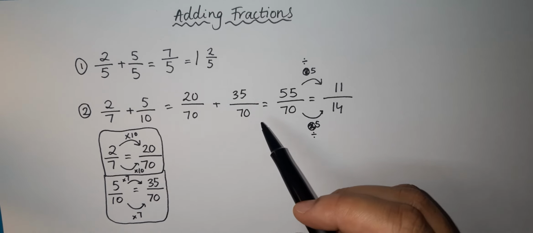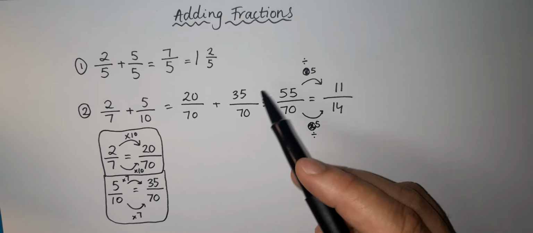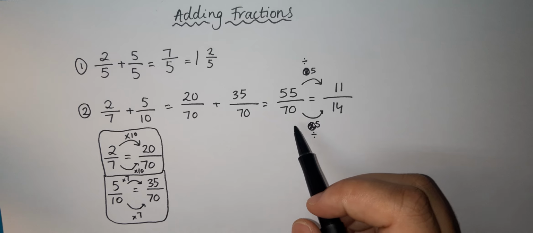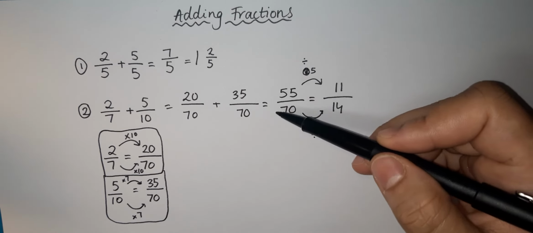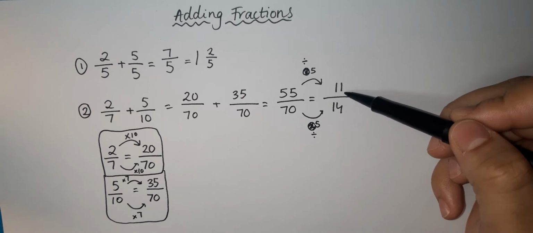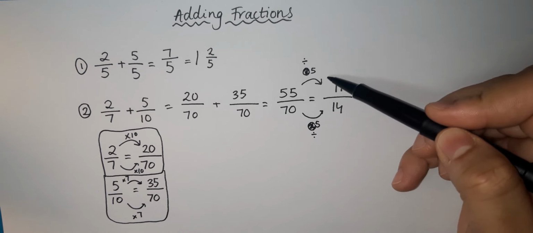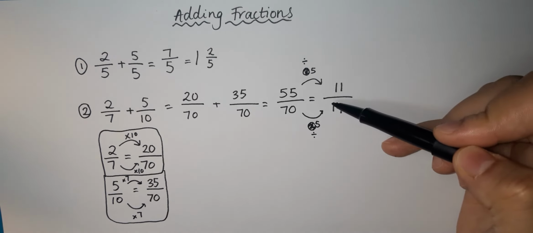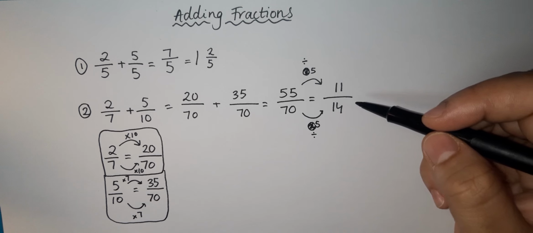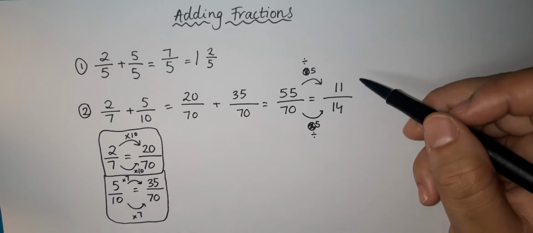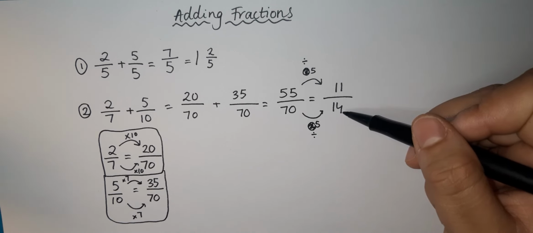Because the denominators are the same, we can add the numerators and we get 55 over 70. Here we see we can simplify this down further, making sure that we write what we're doing so we don't make mistakes. So when we go back to checking our work, we can find the mistakes easily. So the answer is 11 over 14.